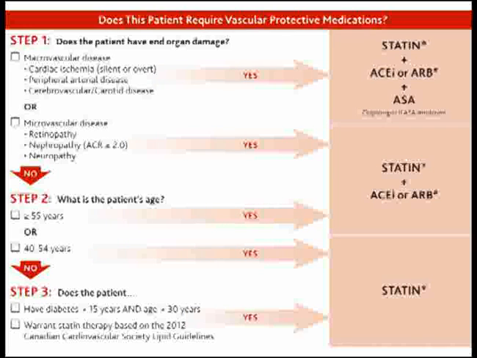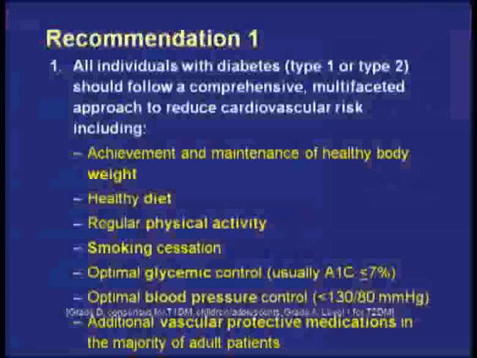Step 2: what is the patient's age? If 55 years or older, the patient may require a statin, ACE or ARBs. At 40 to 54 years, the patient may require a statin. And step 3: does the patient have diabetes for more than 15 years but age under 30? Want a statin therapy based on guidelines, and a statin can be thought of.